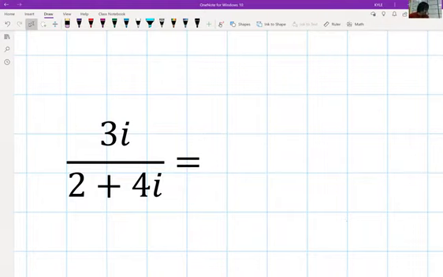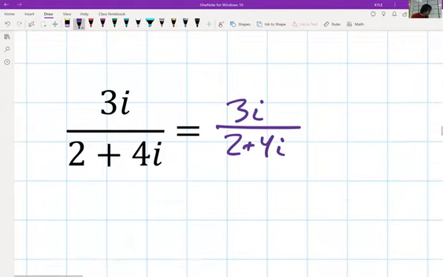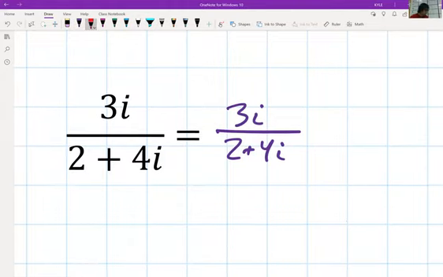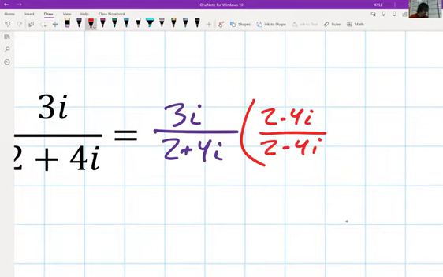All right, 3i over 2 plus 4i. We're definitely dividing by a complex number here. So what do we want to do? We want to multiply by, keep the colors consistent, red, the complex conjugate of the denominator, and we want to do that on top and bottom. So 2 minus 4i, 2 minus 4i.